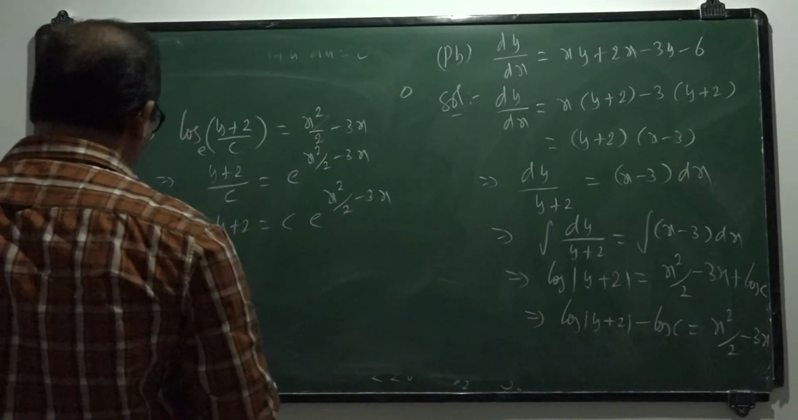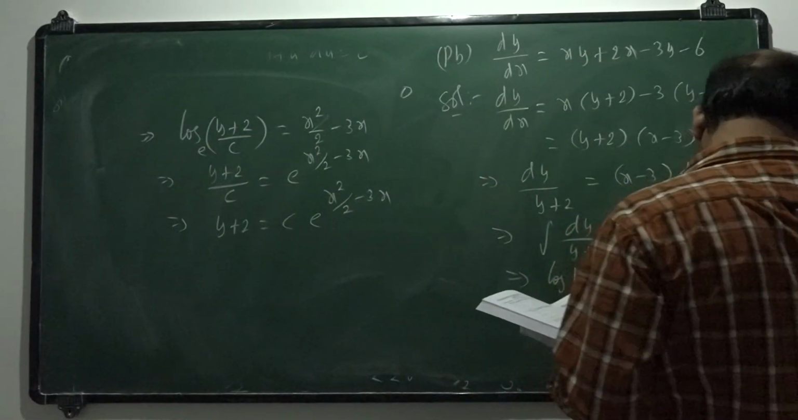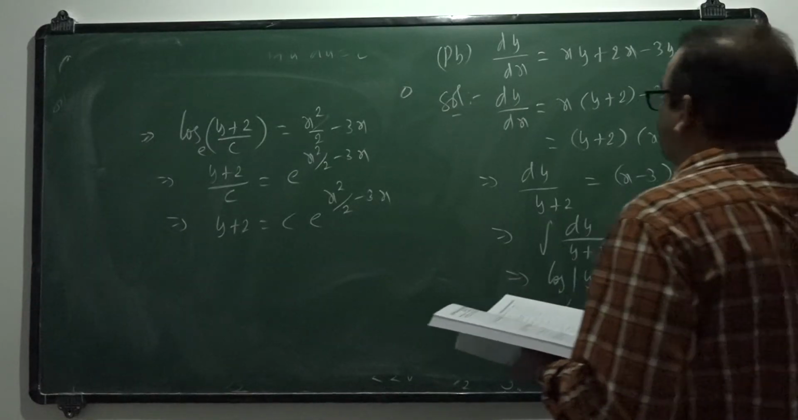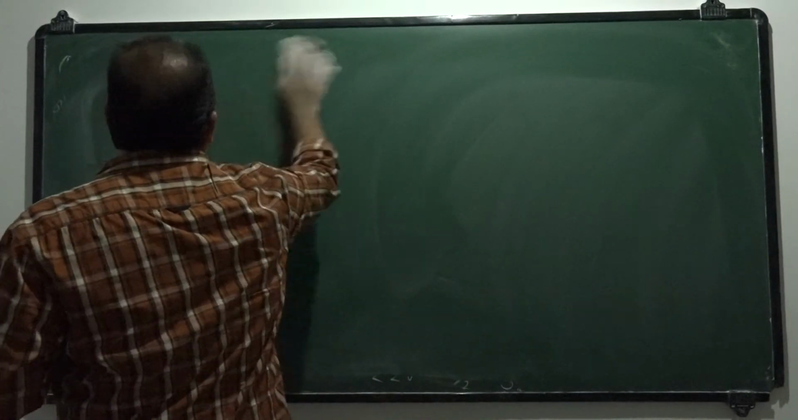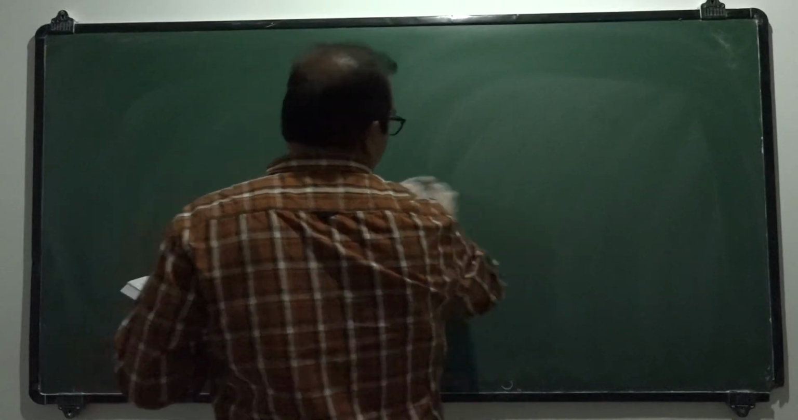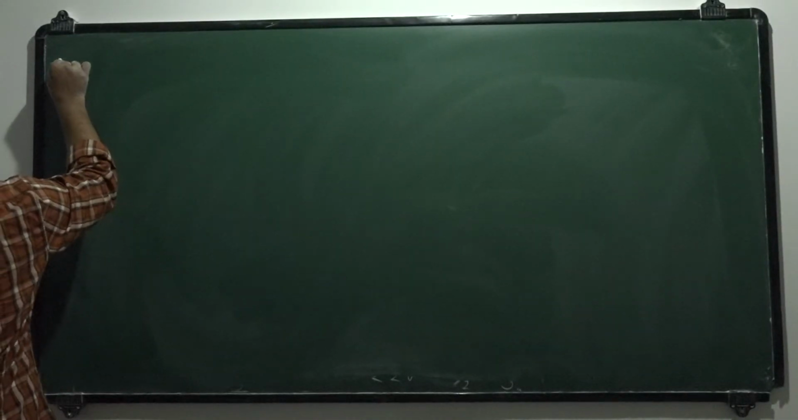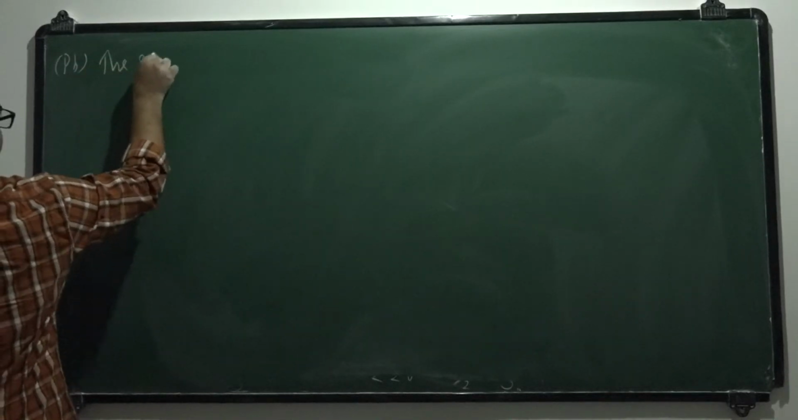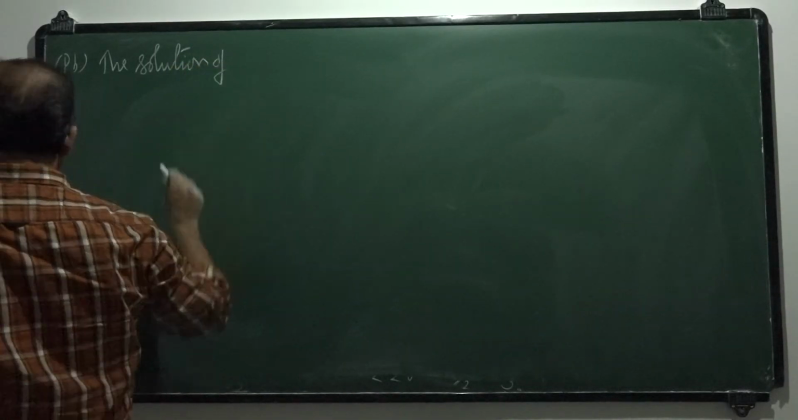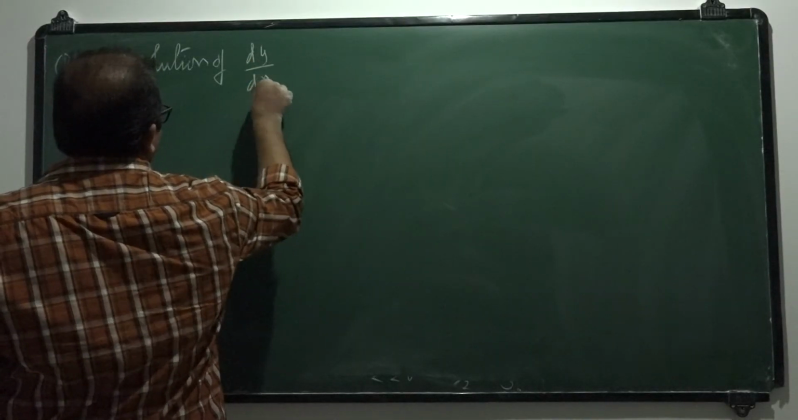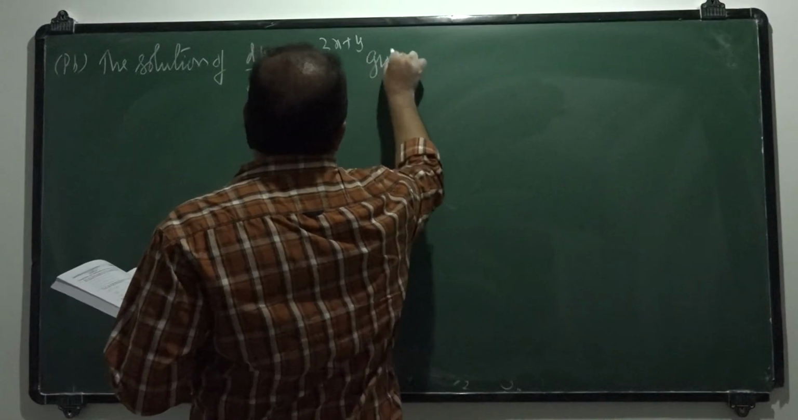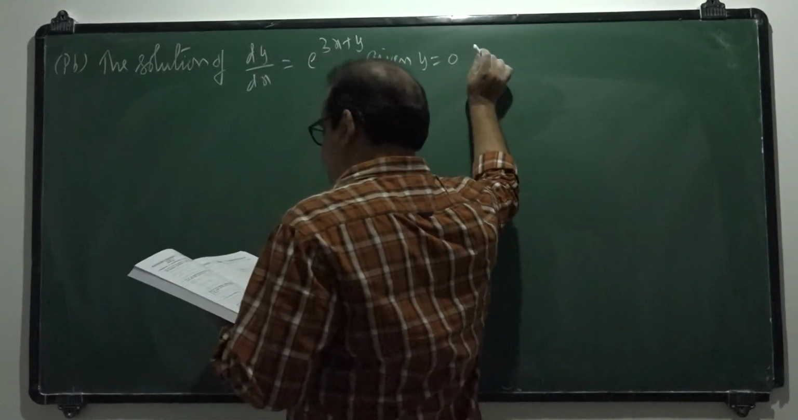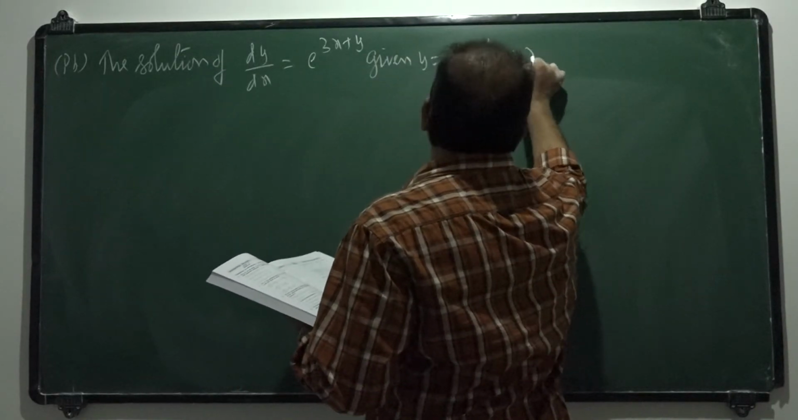Next, next problem. The solution of dy by dx is equal to e power 3x plus y, given y is equal to 0 when x is equal to 0.